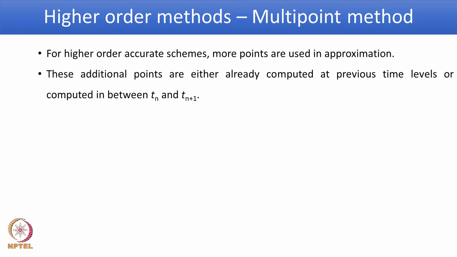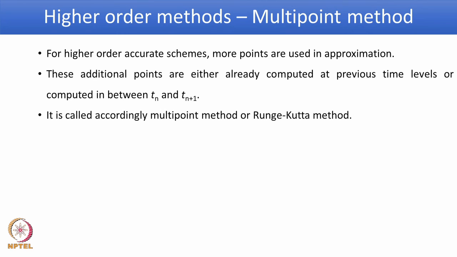So, for example, you are at current time level n plus 1, you have values at n, just the immediate previous time level. You also have a value at previous time level n minus 1 or n minus 2. So, this is one possibility. Or the difference between time n and time n plus 1 can be divided into a number of points, and values can be computed at these intermediate points. Such a scheme is also a multi-point method. It is called accordingly multi-point methods, and there are multiple options available.